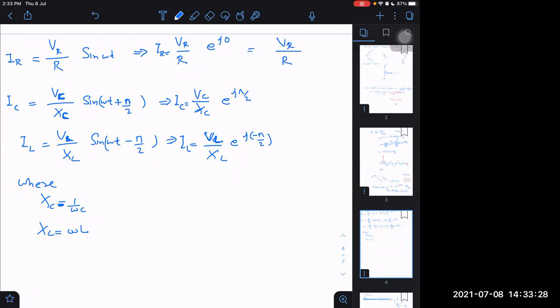I can write it this also. This I can write VC upon minus j into 1 by omega C. And this one I can write as, this I'm writing mod. Then I'm writing it as VL upon j into omega L. Is it okay? Okay.